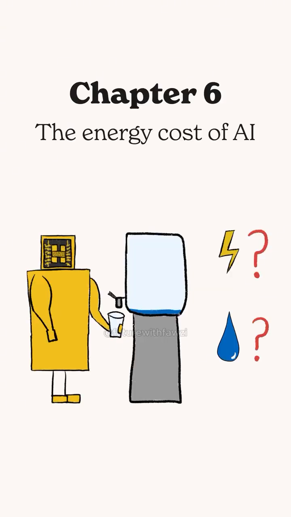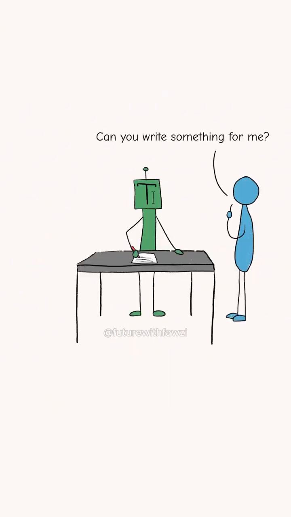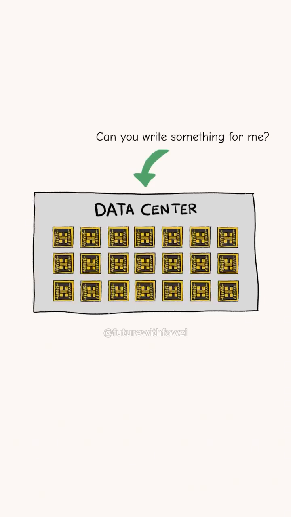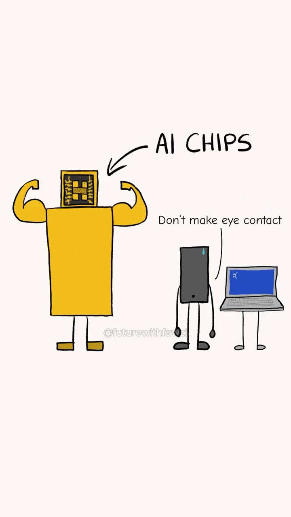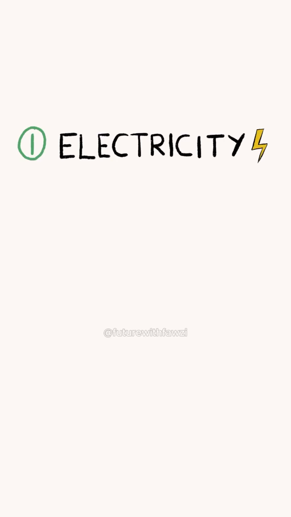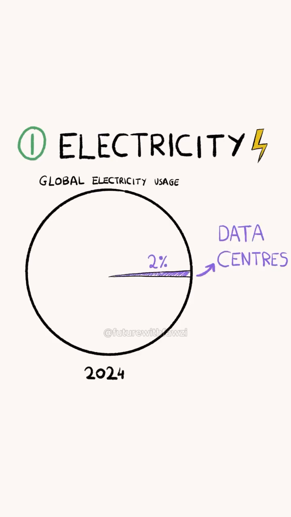Chapter 6. The energy cost of AI. Every time you ask AI a question, that request is sent to a data center and processed by thousands of AI chips. Because the hardware in our phones and laptops isn't powerful enough to do it. These data centers need 2 things to operate. First, they need electricity to run. In 2024, data centers use 2% of the world's electricity. But this number is for all data centers that keep the internet running.